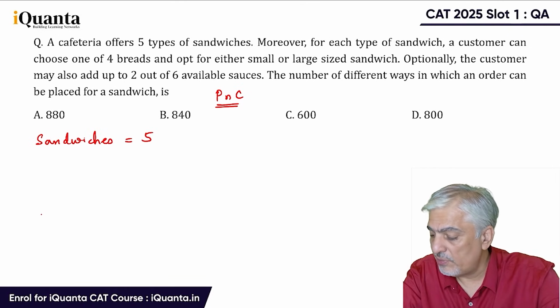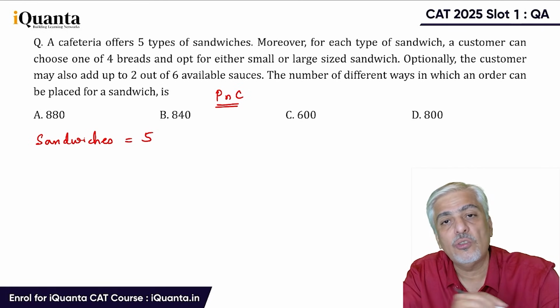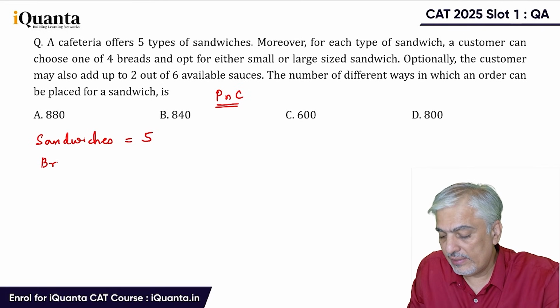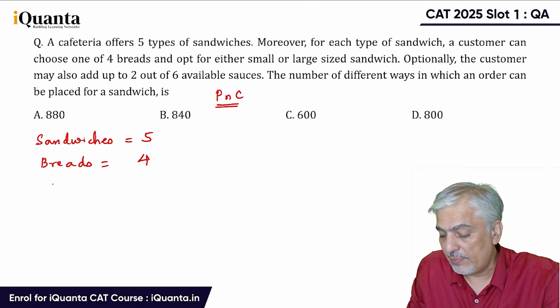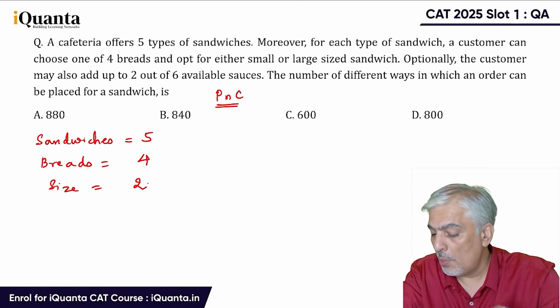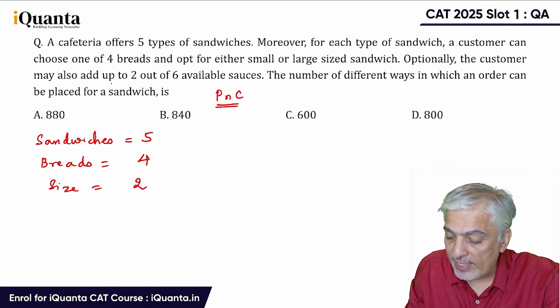Moreover, for each type of sandwich, a customer can choose 1 out of the 4 breads. So, it's just about what choices I have. Breads, I have 4. I can opt for a small size or a large size sandwich. That means for size, there are 2 sizes. Optionally, the customer may also add up to.